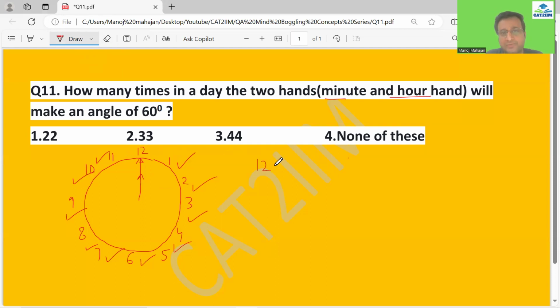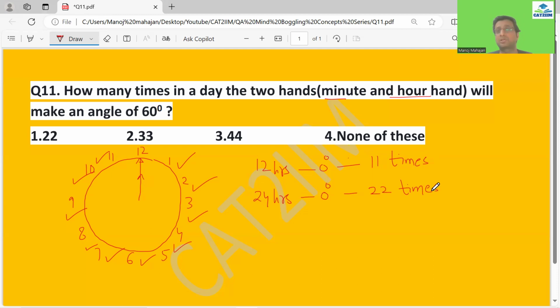So in 12 hours, they are meeting, that is 0 degree, nothing but 11 times, so not 12 times. So can you say in a day, if I repeat the same pattern, in 24 hours, 0 degree is going to happen 22 times, my lucky number also. So we have understood very easily how many times they're going to meet in the entire day, the minute hand and the hour hand, that is 22 times.